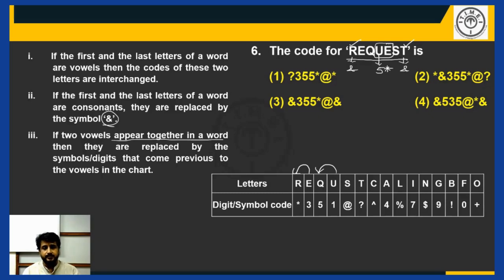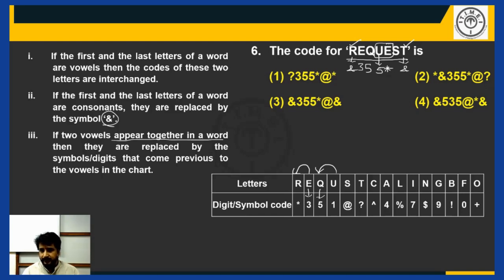Now the conditions are done. Now the remaining letters, E, Q, S, will be taken as they are. First and last letters are consonants, so we took them as per the consonant rule, percent and percent. Two vowels are together, so they are replaced by the codes of the previous letters. That is also done. Now the remaining letters. What is the code for E? 3. What is the code for Q? 5. These I am taking as per the table directly. The code for Q is 5 and the code for E is 3. We are taking them as per the table.